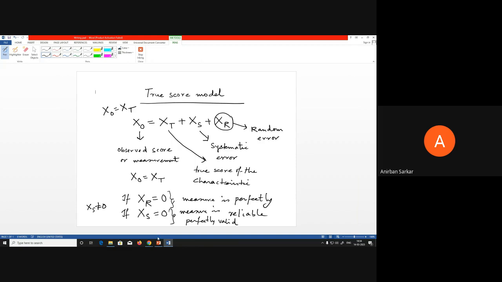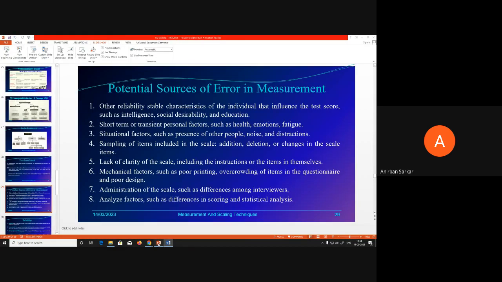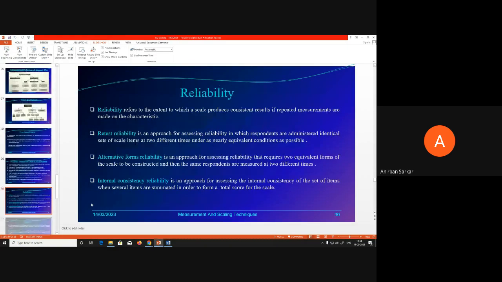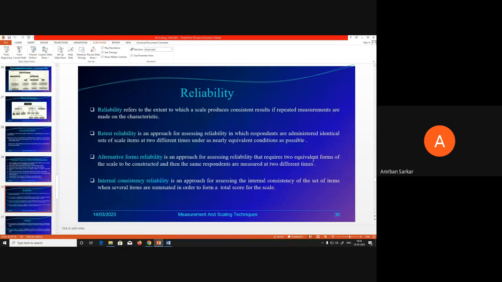So now if you come to the PPT, see here, what we are telling: reliability refers to the extent to which a scale produces consistent results if repeated measurements are made on the characteristics. So when you are getting consistent results on the measurement that you are making on a particular characteristic of the object, it is reliable.